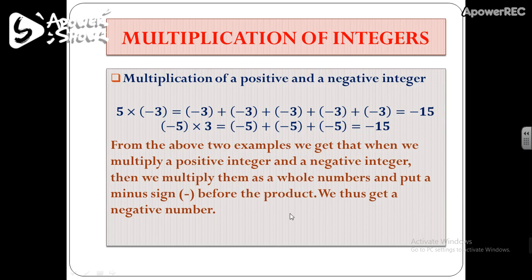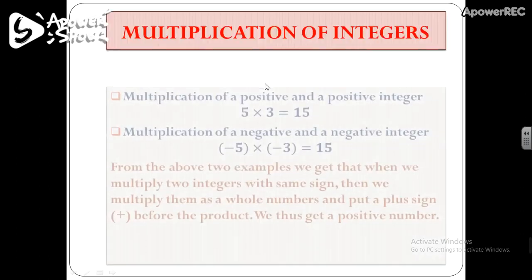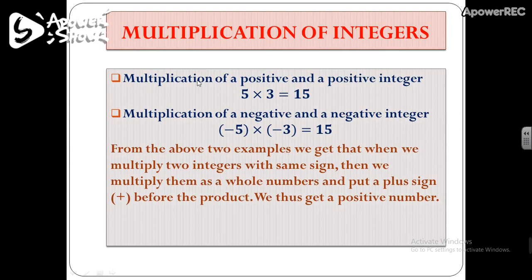Now let's move on to multiplication of a negative integer with a negative integer and a positive integer with a positive integer. That means integers having the same sign. The first example is multiplication of a positive integer with another positive integer. Here 5 multiplied by 3 equals 15. Here I am not writing that 5 multiplied by 3 is obtained by adding 5 three times, as we have already learned about it.